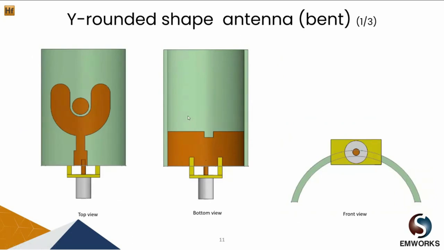Alright, so let's look at what would happen to the antenna if we try to bend its structure. Looking from left to right, we have the top view, in the middle the bottom view, and on the right the front view. So we can see the concave shape of the antenna as well as the 50 ohm SMA connector.